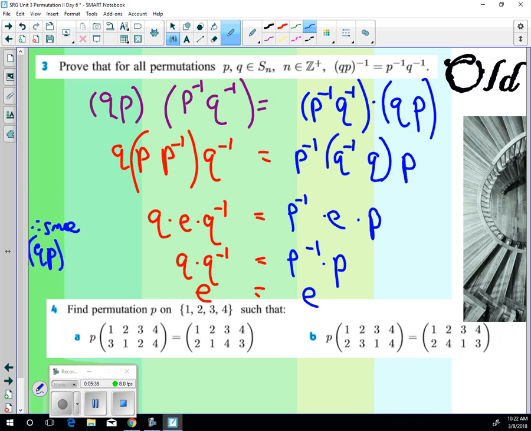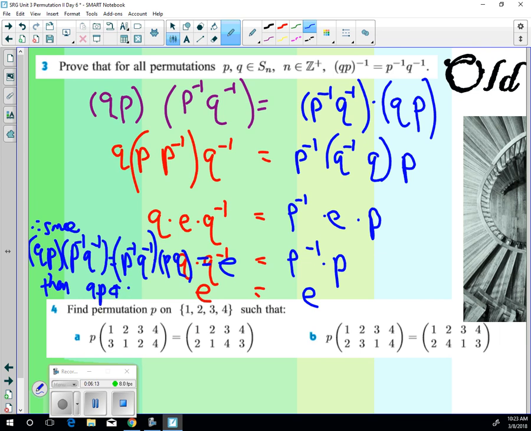QP times P inverse Q inverse equals P inverse Q inverse PQ equal to E, then QP and P inverse Q inverse are inverses, which we knew already.